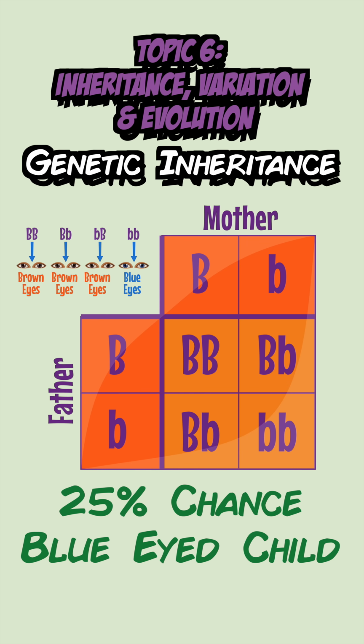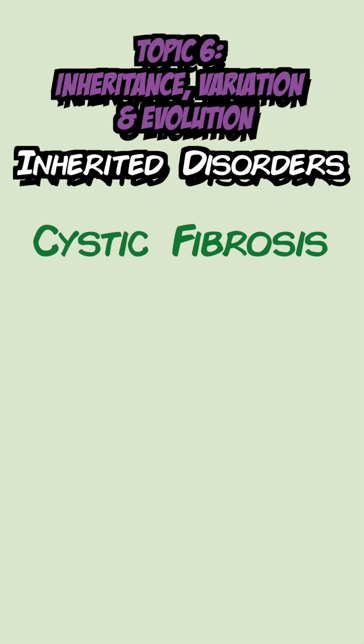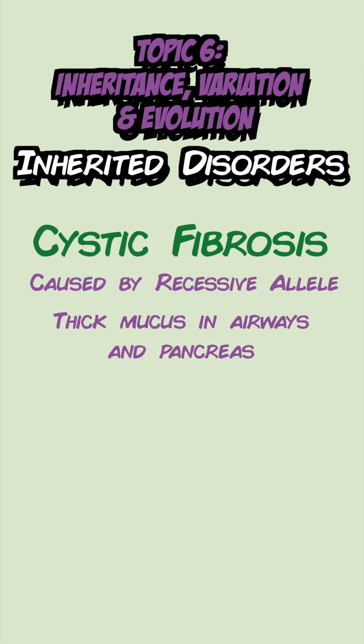You can use these diagrams to also find the probability that an individual will have an inherited disease. Cystic fibrosis, for example, is a disease caused by a recessive allele, and it leads to thick and sticky mucus being produced in the airways and pancreas.